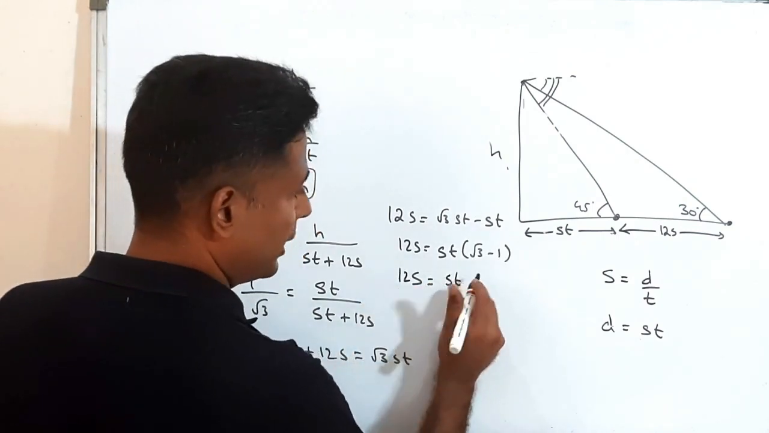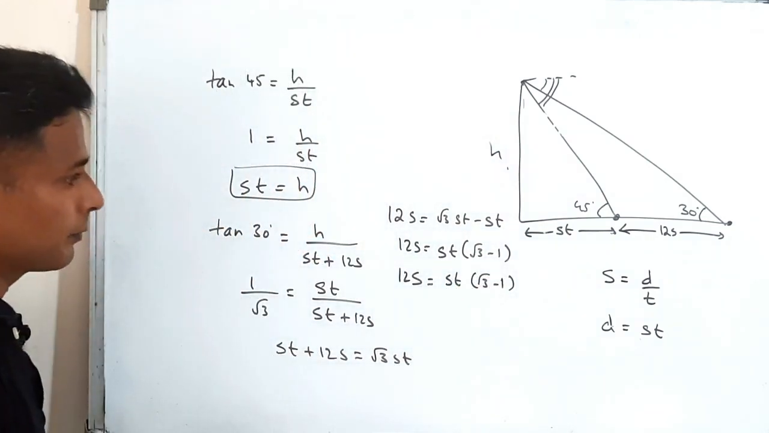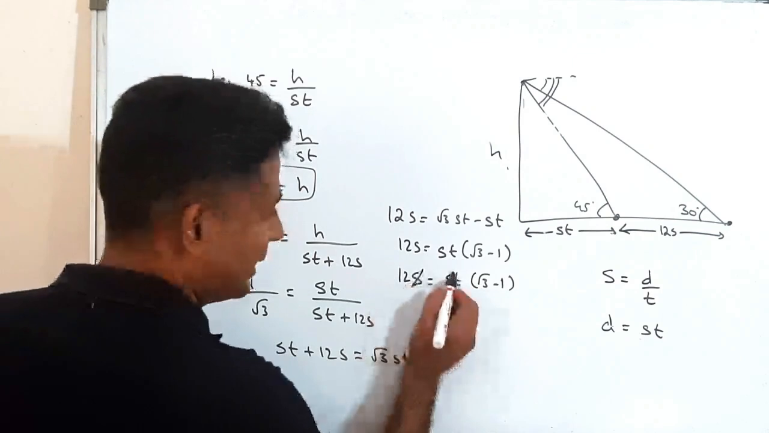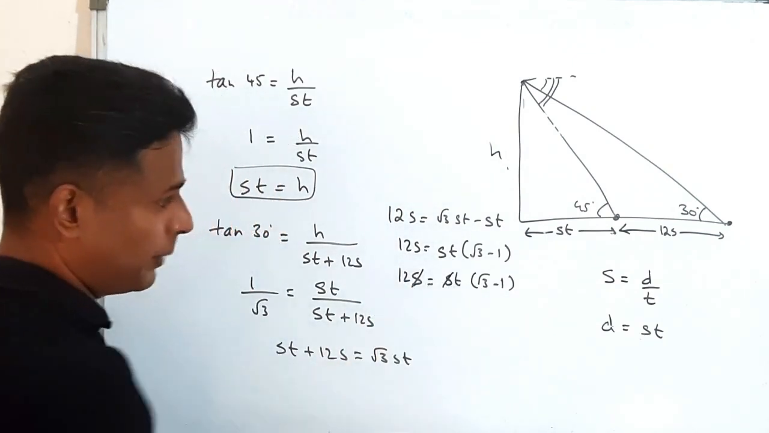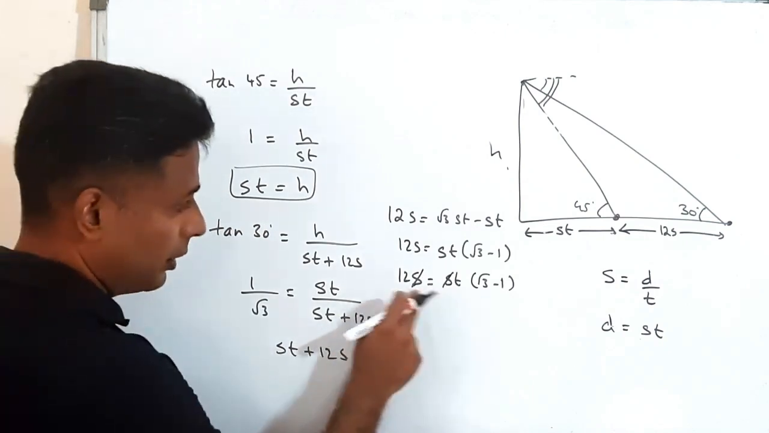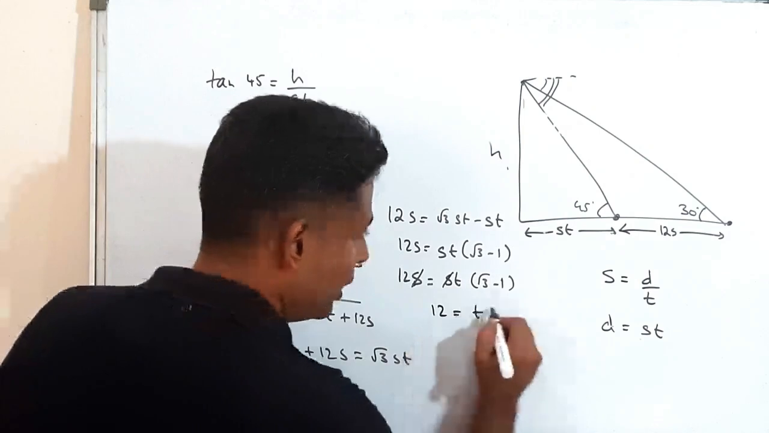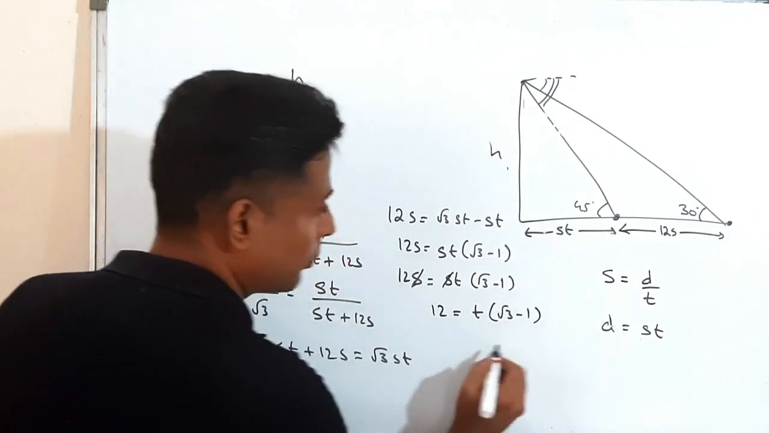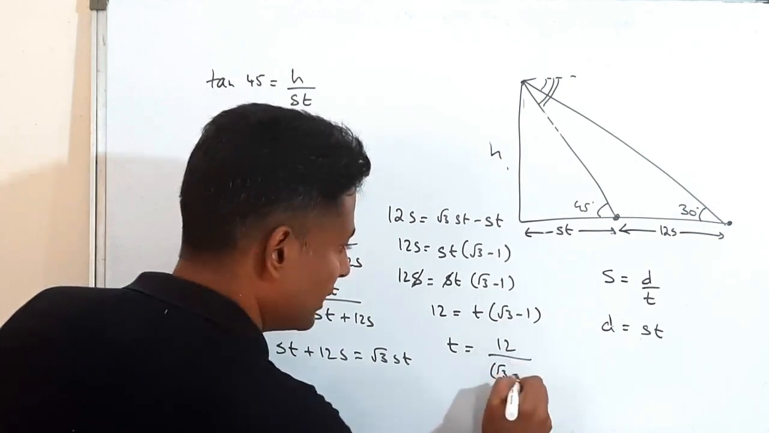12s equal to st into root 3 minus 1, right? Alright. Now this s and this s will cancel. Why? Because when I bring this s, it comes to the denominator. So this s and this s will cancel. So I get 12 equal to t into root 3 minus 1. So t equal to 12 by root 3 minus 1.